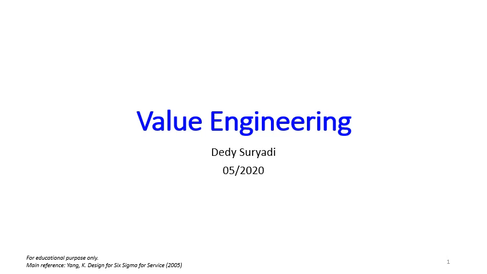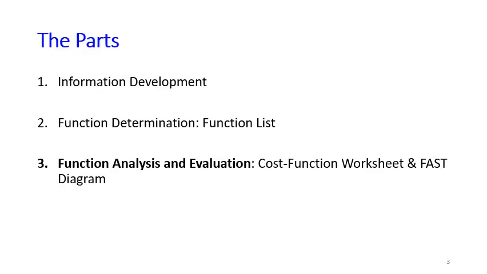This is the second part of the presentation on value engineering. So the first phase in value engineering is called the information phase. In the first part of the video, I talked about how we start the process by developing the information, and then the second, determining the function, of which the output is a list of functions. Now we're going to talk about analyzing and evaluating those functions.